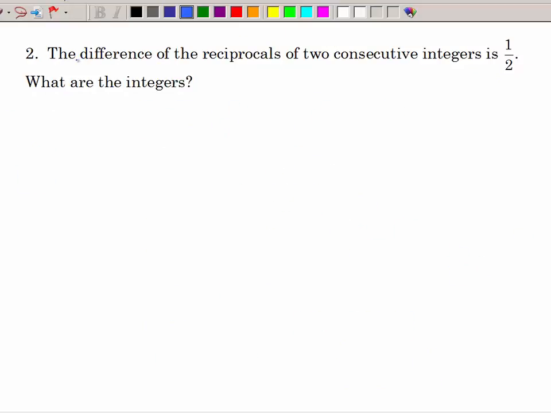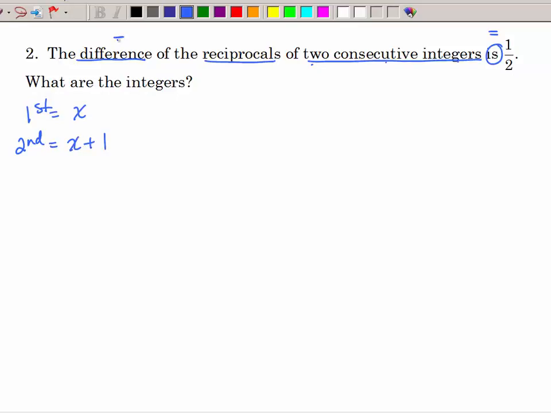Now the second example might require a little bit more work. It says the difference, that means to subtract, the difference of the reciprocals of two consecutive integers is... Alright, so we can get to the equals half, that's the easy part. Two consecutive integers. Doesn't say odd, doesn't say even. So I want to say the first integer is x, and so the next one would just be x plus 1.